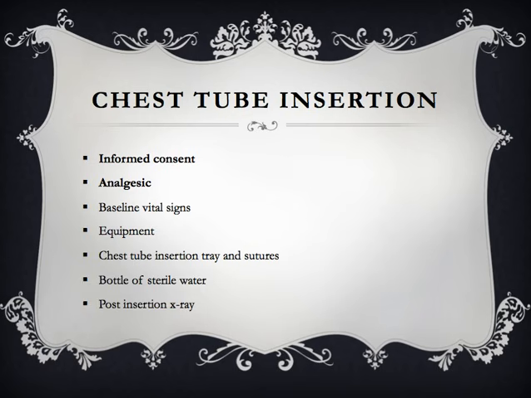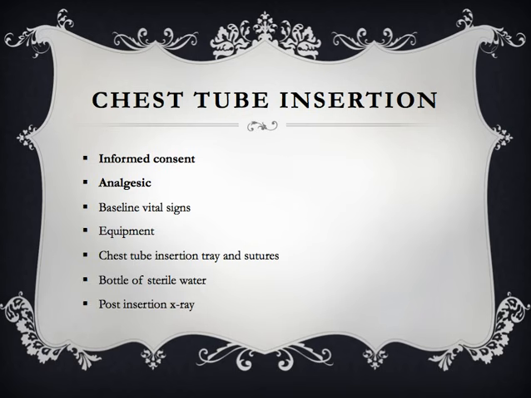We want to have a good set of baseline vitals so that we can compare post-insertion to make sure everything is stabilizing. We're going to gather all of our equipment, our chest tube, drainage unit, connections. We get a chest tube insertion tray, and on it has all of the equipment that the physician will need, and of course get the sutures. We need a bottle of sterile water to keep at the bedside, and we're going to talk a little bit more about that later. And after the chest tube is inserted, there must be an x-ray done to make sure that it's in the proper place.